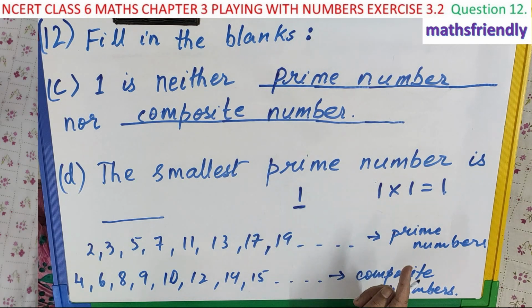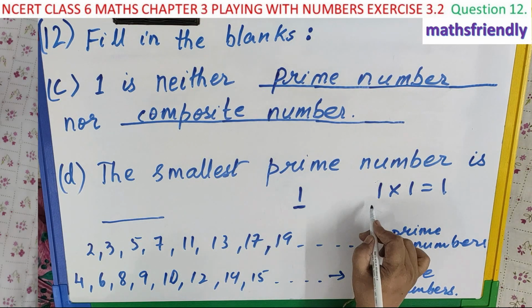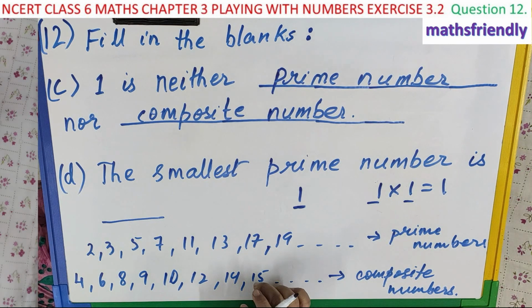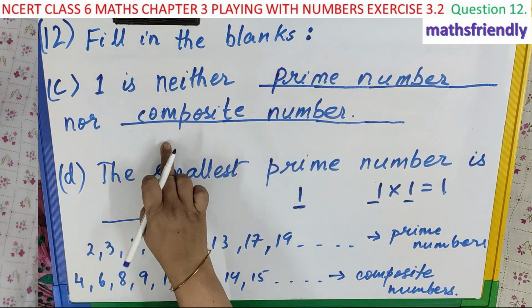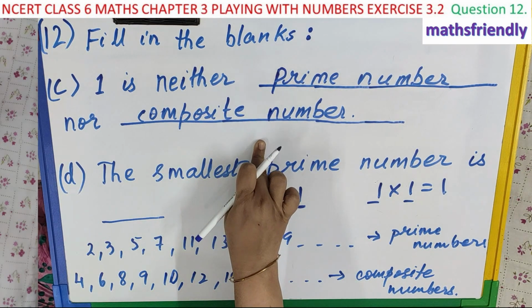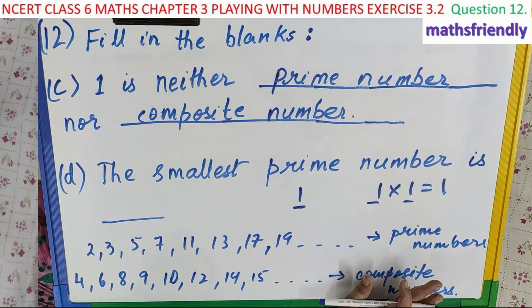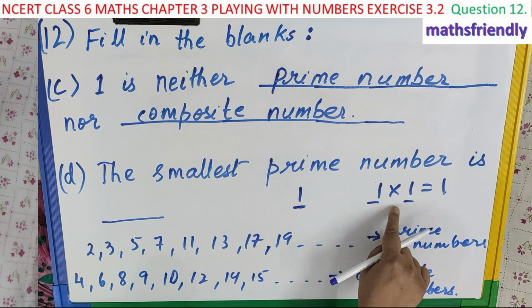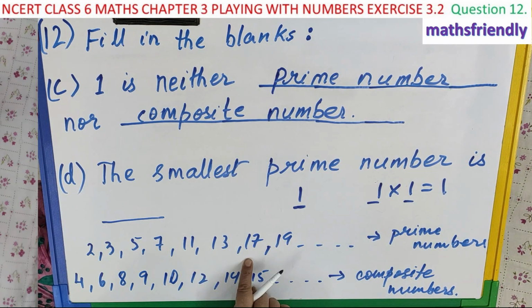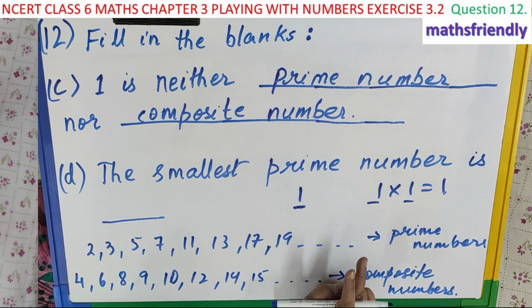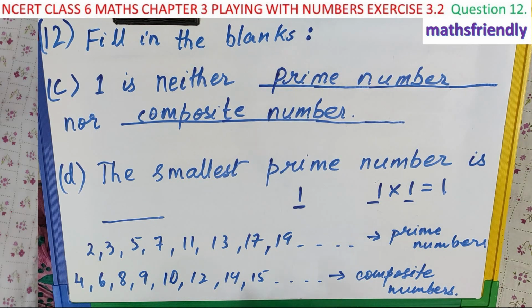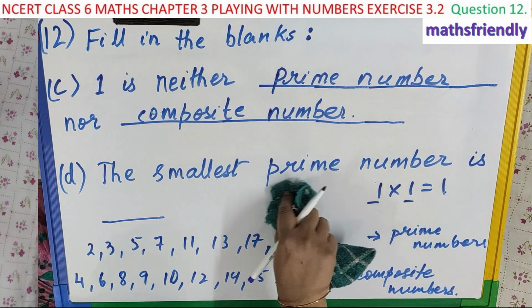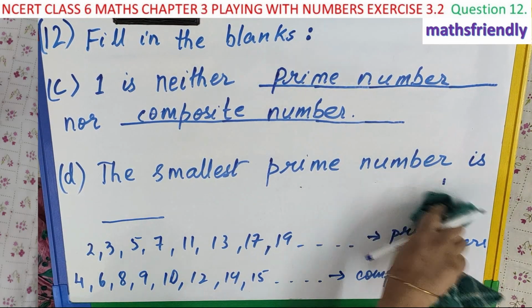So how many factors does it have? It has only 1 factor, right? So 1 is neither a prime number nor a composite number. Okay, so understood? 1 has only 1 factor, so it is neither a prime number nor a composite number, because prime numbers have only 2 factors and composite numbers have more than 2 factors. Understood?